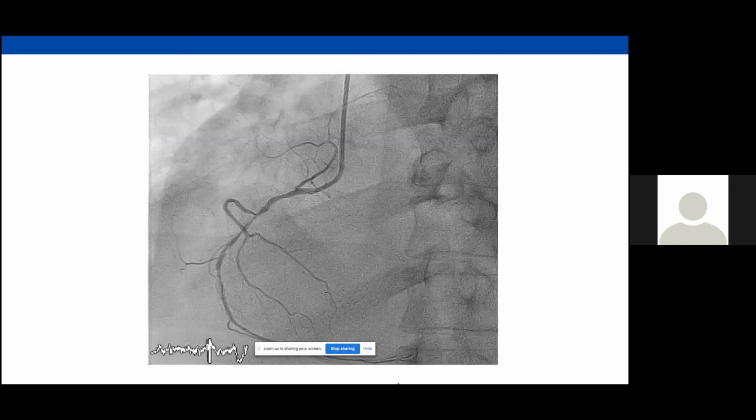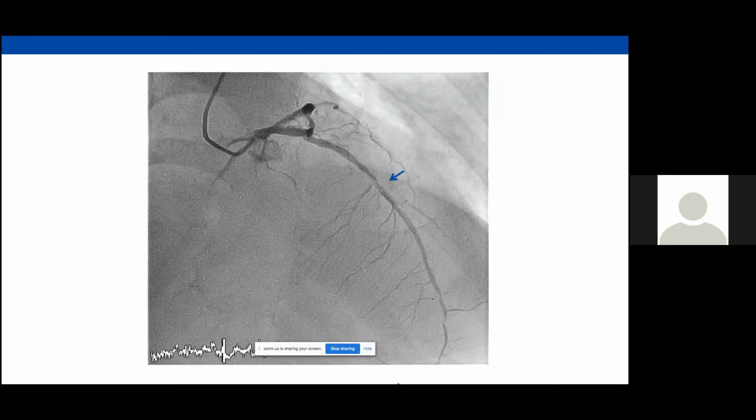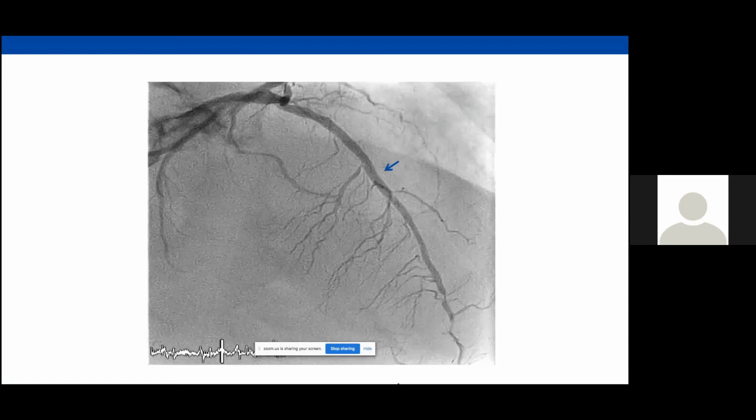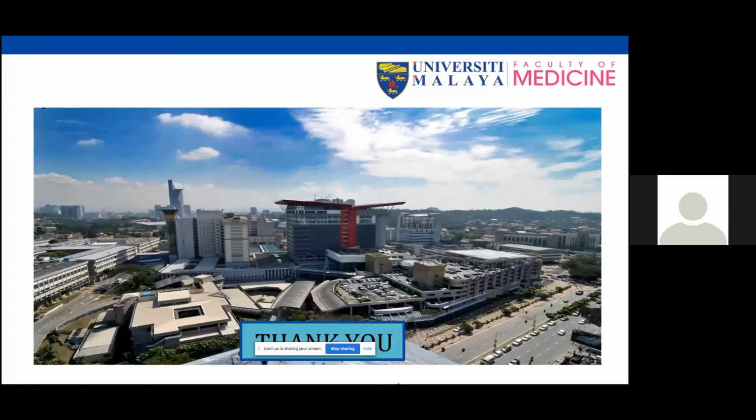So those are the circumflex and RCA territory respectively. So this is from his coronary angiography, his RCA, so we can see how extensive the disease is, leading to a small caliber RCA. This is the image from the LAD. Those are the lesions that were considered significant by the interventional cardiologist, and he decided to put a stent at his proximal LAD. Okay, that is my last slide. Thank you very much.